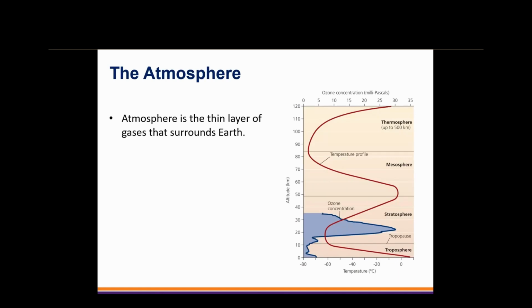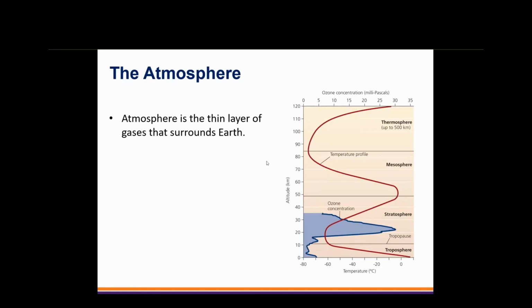If you see here at the troposphere, as the altitude increases, the temperature decreases, while in the stratosphere, as the altitude increases, the temperature increases. The mesosphere is similar to the troposphere, and the thermosphere is similar to the stratosphere. So you can see the difference in the pattern of the temperature as we increase in altitude.